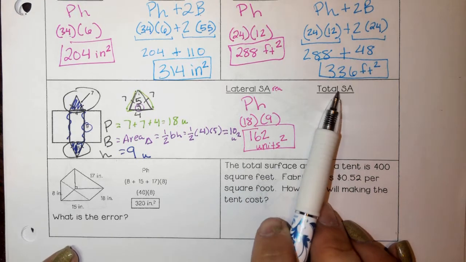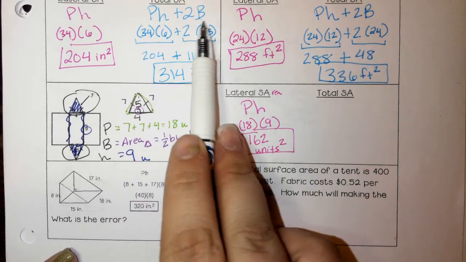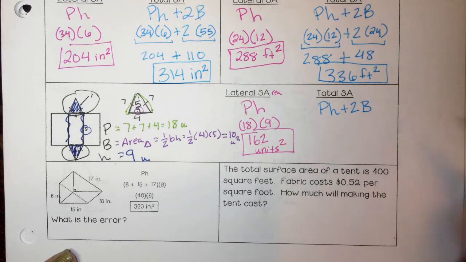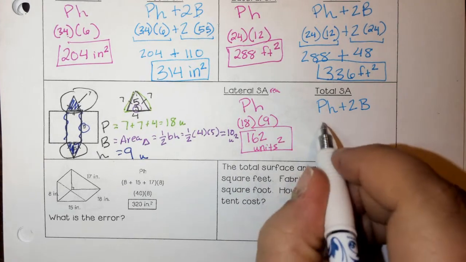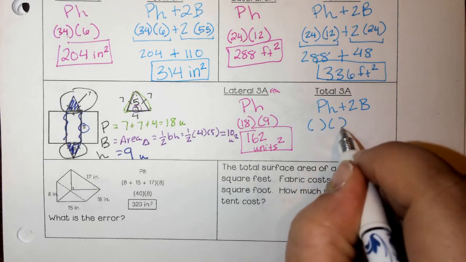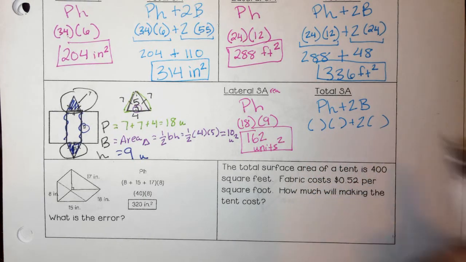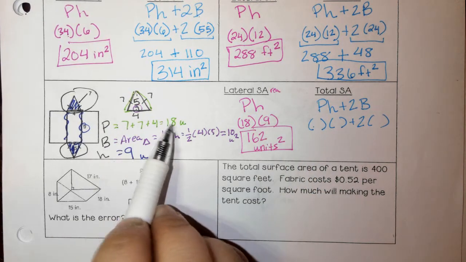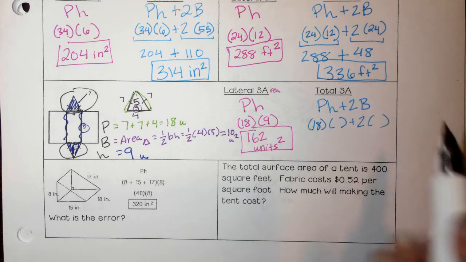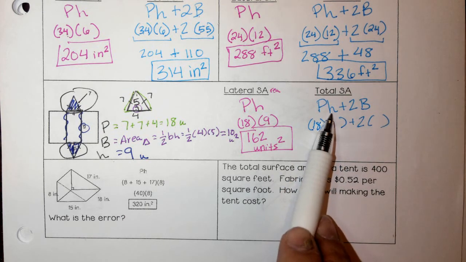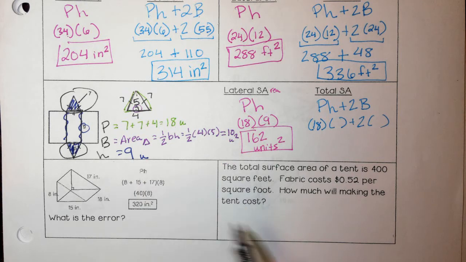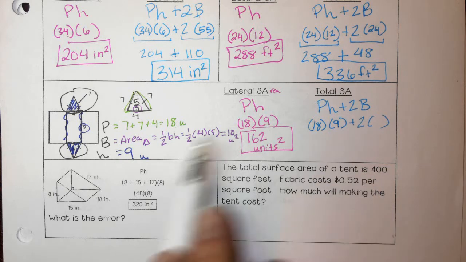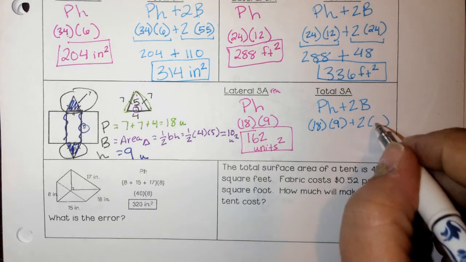Looking at total surface area, again, we get to use just a formula, pH plus 2B. Okay, so I'm gonna put a set of parentheses everywhere I see a variable. This bubble is in place of P, the perimeter of the base is 18. This bubble is in place of H, and the height of the prism is 9. This bubble is in place of capital B, and the area of the base is 10.